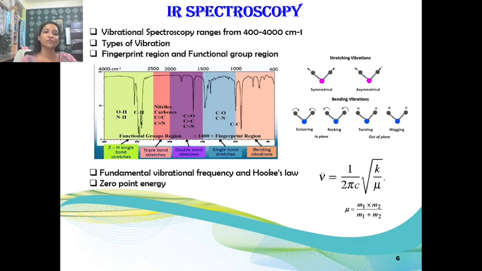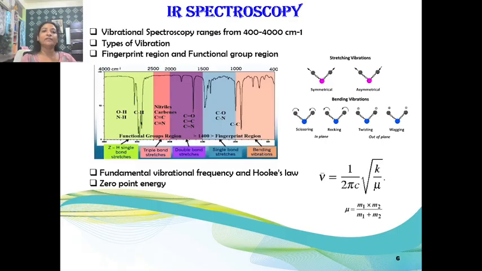Now, IR spectroscopy. It is also known as vibrational spectroscopy, which ranges from 400 to 4000 centimeter inverse. There are two types of vibration: one is stretching and another is bending. Stretching is related to bond length change, whereas bending is related to bond angle changes.